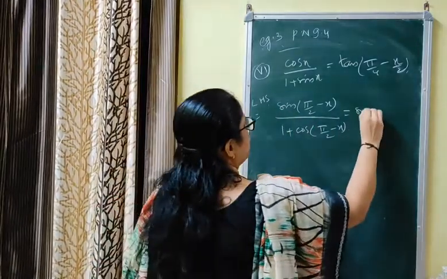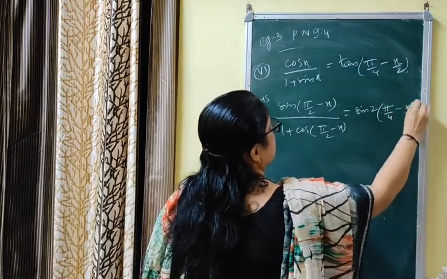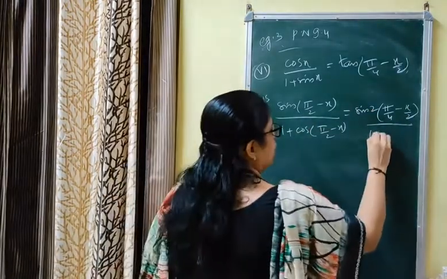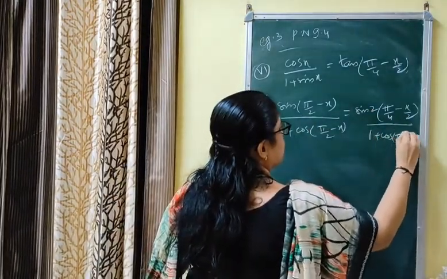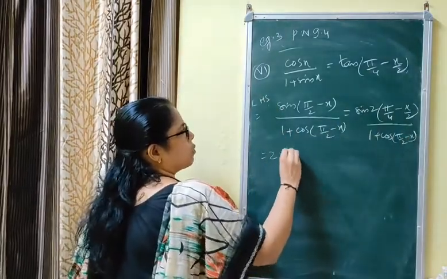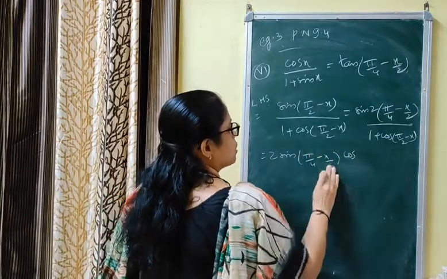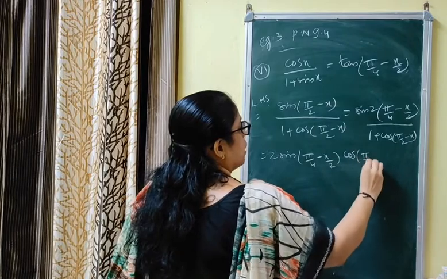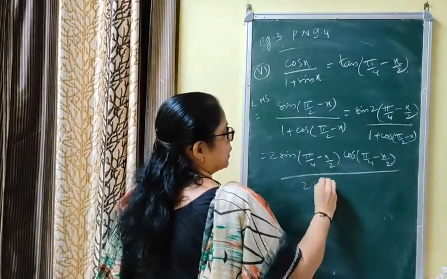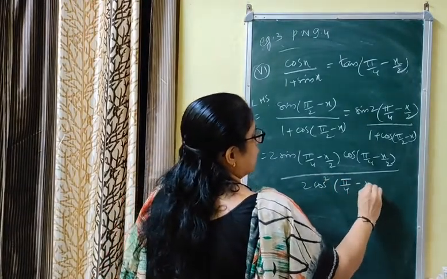That I am writing once more: sin 2 into pi by 4 minus x by 2, otherwise you will get confusion. Just rearrangement. See, pi by 2 is coming, x by 2 is cancelling, x is coming. Again 1 plus cos pi by 2 minus x. Now again applying the formula sin 2x equals 2 sin x cos x: 2 sin pi by 4 minus x by 2 into cos pi by 4 minus x by 2, that is 2 sin theta cos theta. 1 plus cos theta is 2 cos square theta by 2. That is theta by 2 is pi by 2 half, pi by 4 minus x by 2.